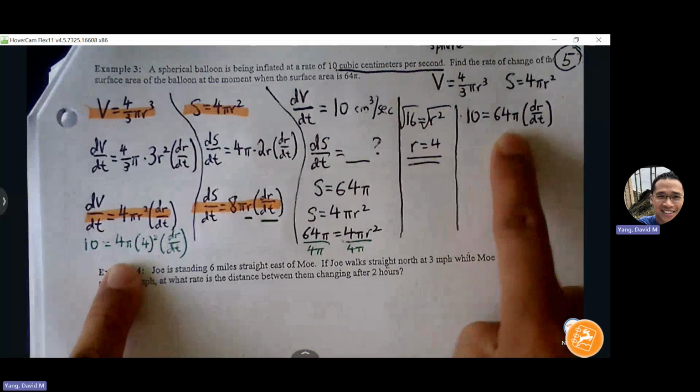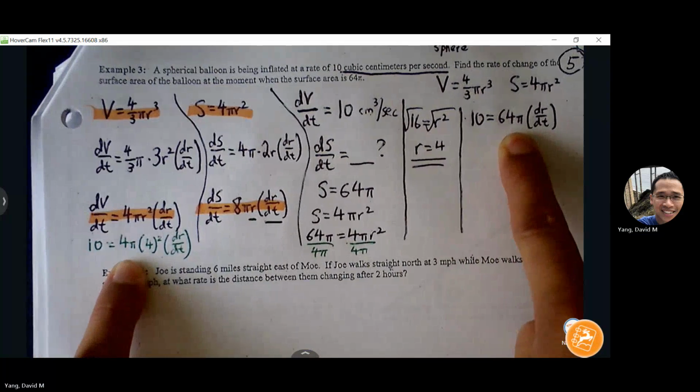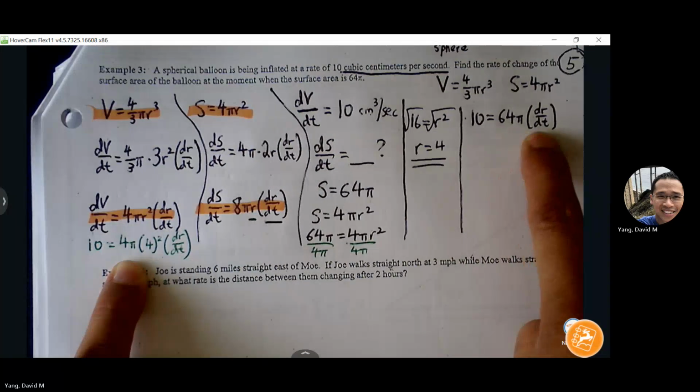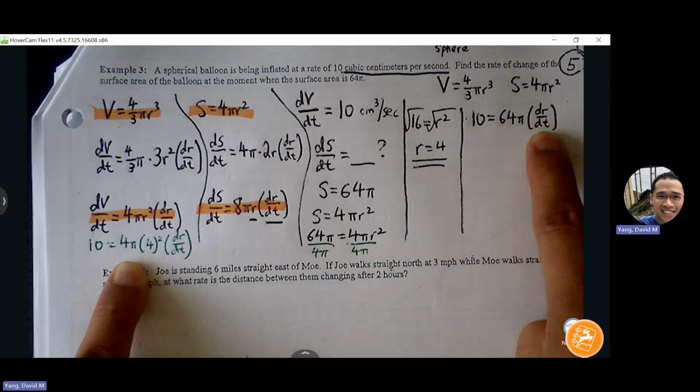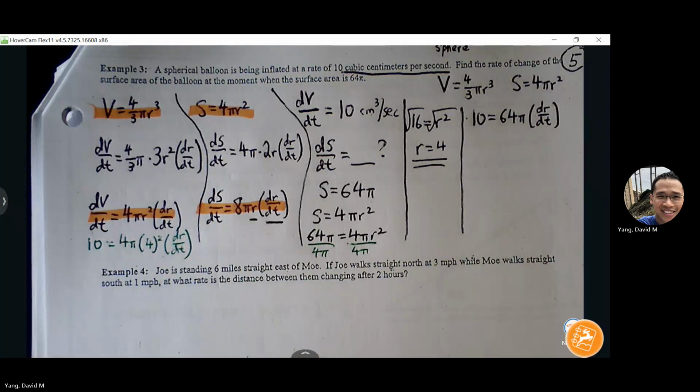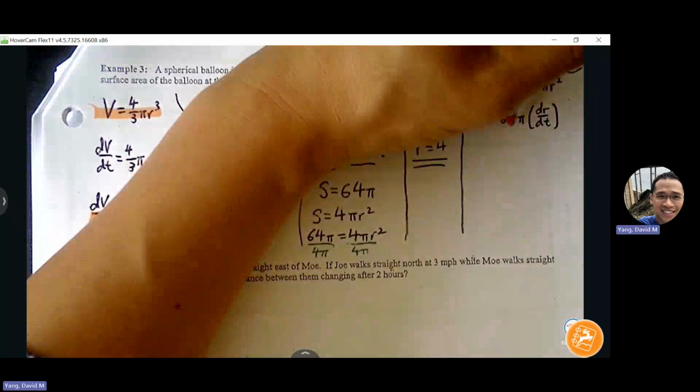Okay, does everybody see the progress that I made here? I'm almost there to my end here. How can I solve for DRDT? Good, 5 over 64 pi.